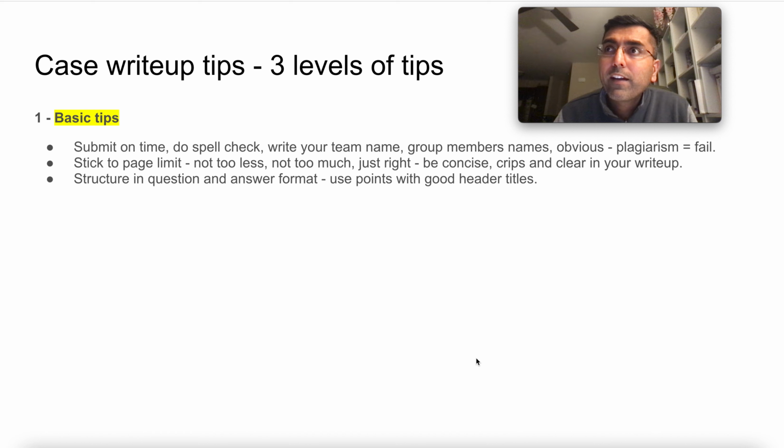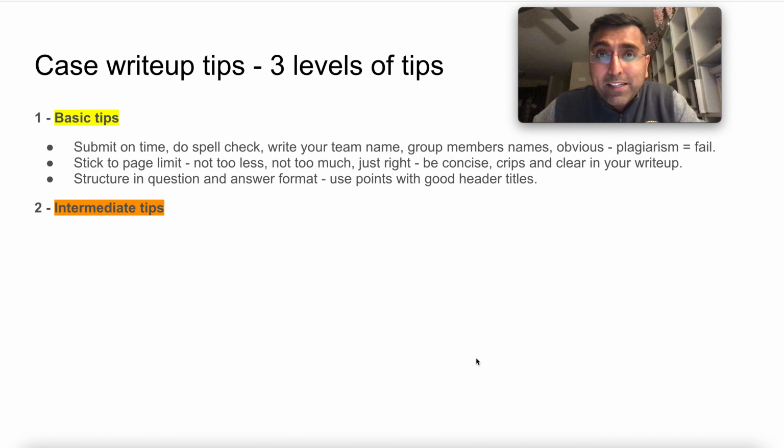So if there's a question that says, why is this industry profitable? Let's take an example. Then you may have 2 or 3 main points. So use good headers for those points before you explain those points. Write those headers in bold and then explain those points with some backing. So structuring it in question and answer format makes it easy for someone who's reading it.